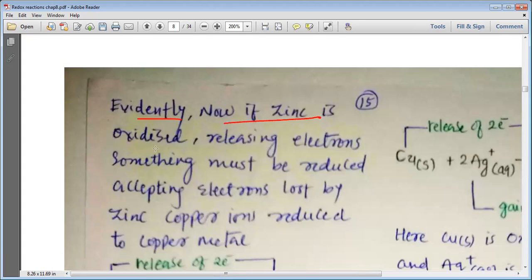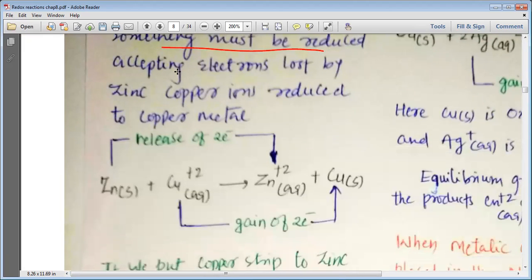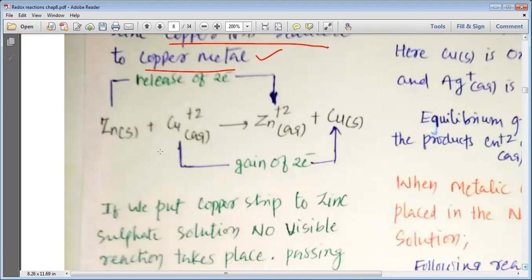Evidently, now if zinc is oxidized, releasing electrons, something must be reduced. So accepting the electrons lost by zinc, copper ions are reduced to copper metal. So we can easily see here that zinc solid released 2 electrons and turns out to be zinc plus 2 ions. These 2 electrons which are released are gained by copper plus 2 ions, which gain 2 electrons and turn out to be copper solid.